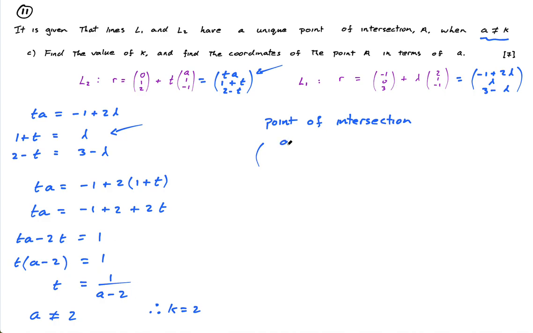So it's a over a minus 2. Let me just repeat what I've done there. The x coordinate is t times a. t is 1 over a minus 2, so it's 1 over a minus 2 times a, which is a over a minus 2. The y coordinate is 1 plus t, which is 1 plus 1 over a minus 2. And the z coordinate is 2 minus t, which is 2 minus 1 over a minus 2.